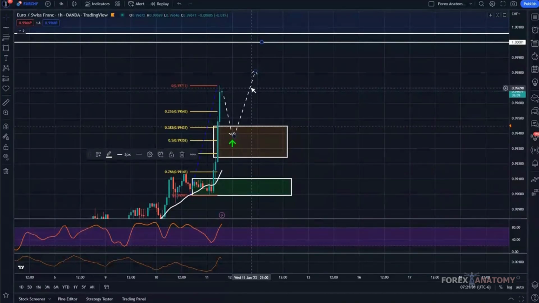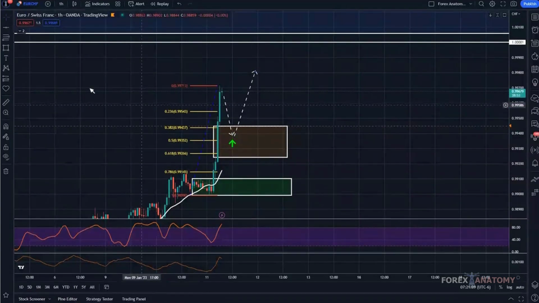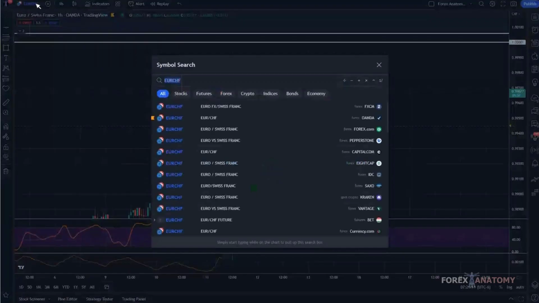All right. So let's look at another pair. Let's look at US dollar Swiss franc. We know the Swiss franc is really selling off. Let's see what's happening with the US dollar.